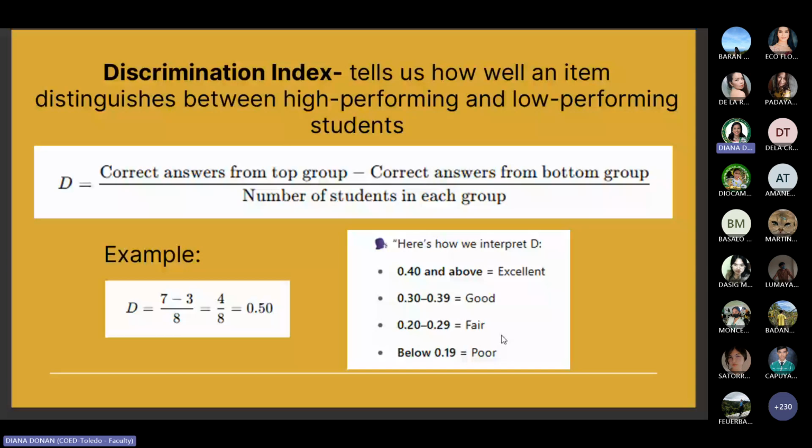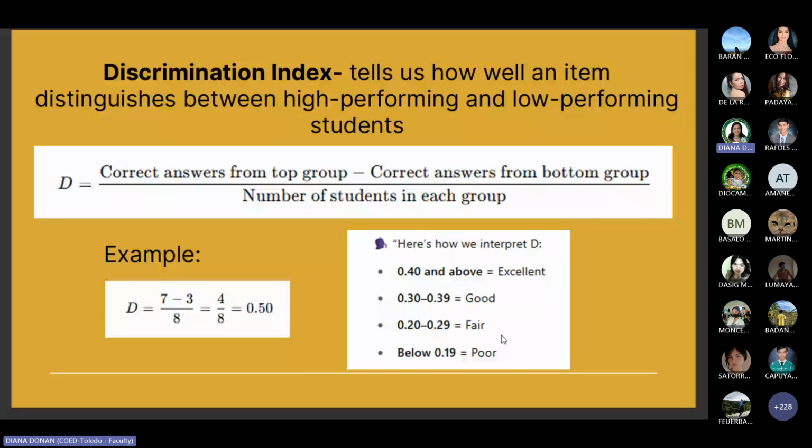That's a high discrimination index, meaning the item is excellent already. Because 7 minus 3 over 8 is equal to 4 over 8. So if you divide that, 4 divided by 8 is equal to 0.50. So if you interpret it, 0.50 belongs to the excellent group. Okay, so meaning the item is excellent. So if an item has a low or negative discrimination index, it may be unclear, it may be misleading, or not aligned with your learning goals. So meaning, usbon to nimo tanan.